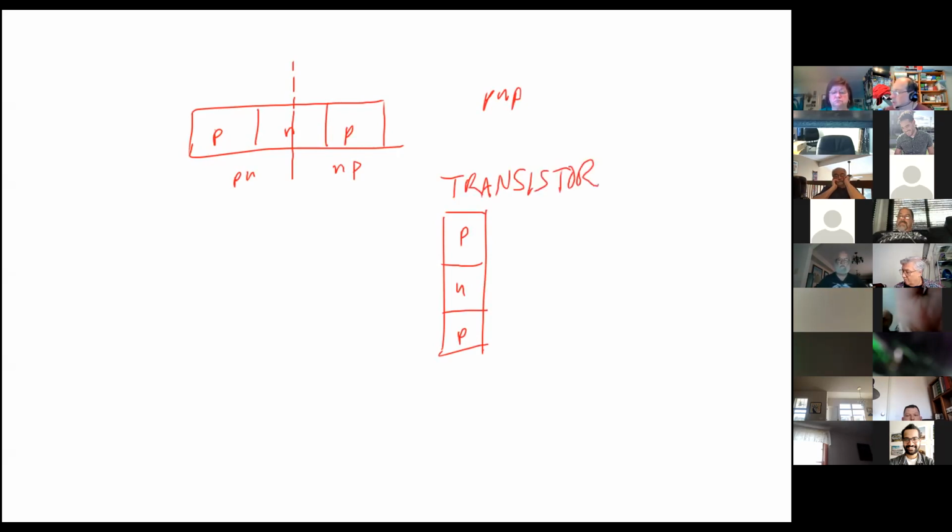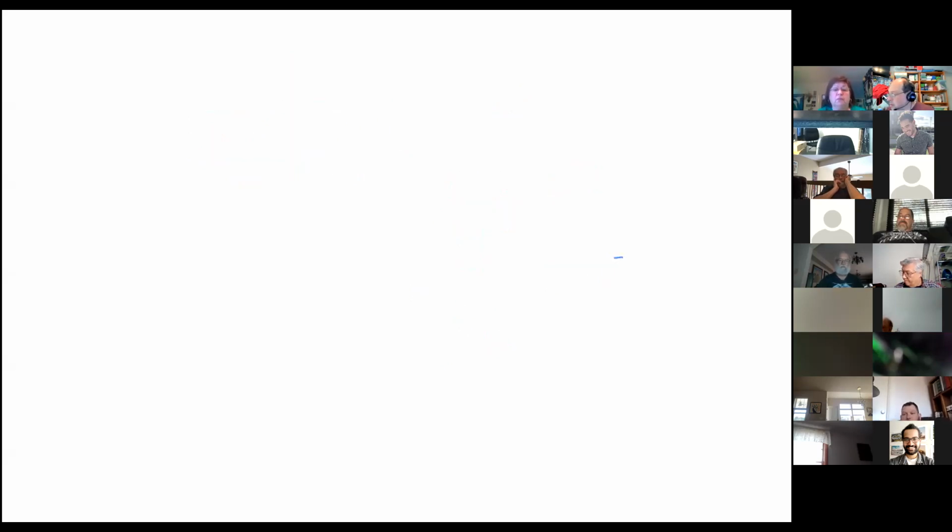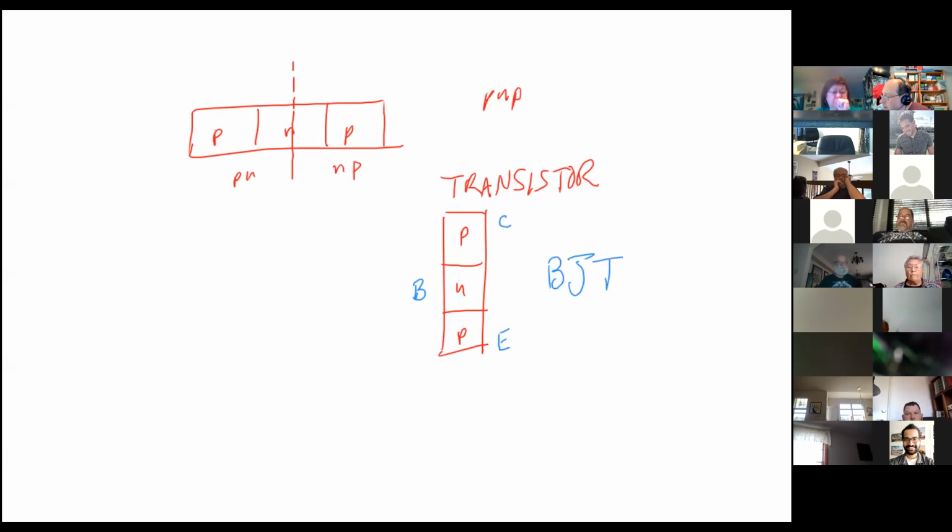If we start labeling our three terminals, this is our collector, this is our base, and this is our emitter. This is known as a bipolar junction transistor, or a BJT. What's nice about this is that we end up with current that can flow from P to N like this. When that happens, we open up a channel that goes this way that can handle much more current. So what we end up with is something called gain.